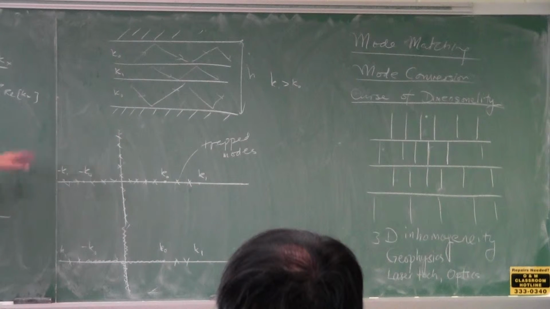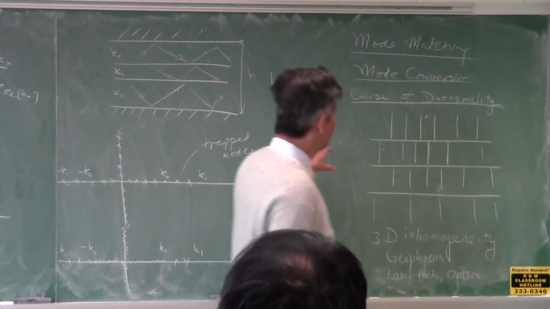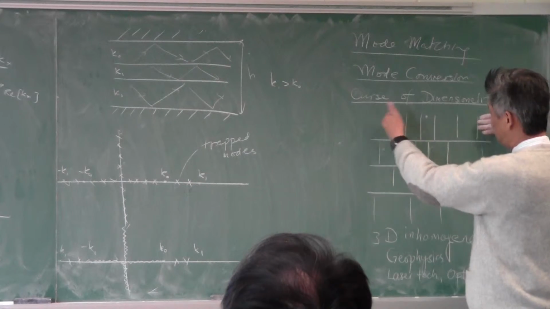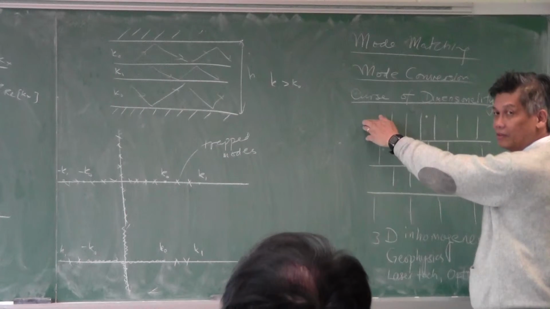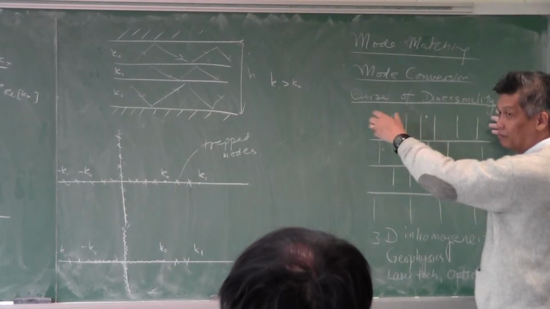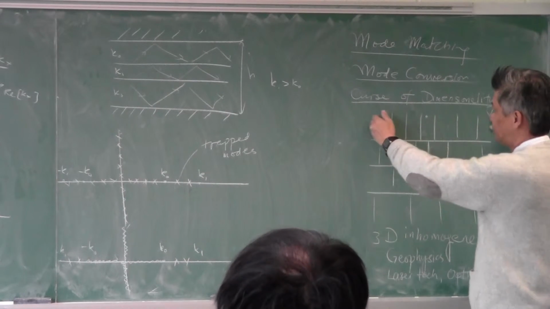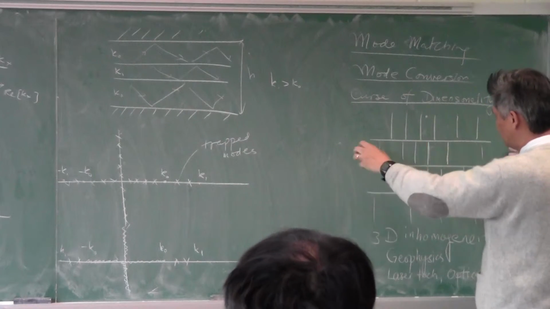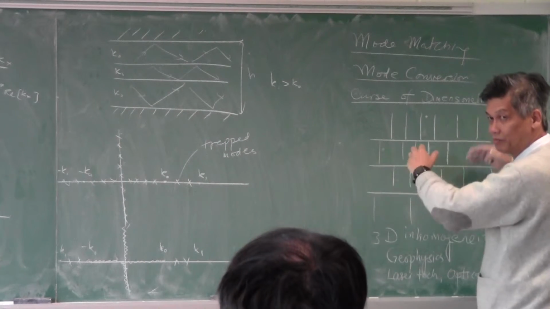Are there any questions regarding this physical picture? Okay, if no, then what you need to do in solving these problems is to solve this complicated geometry. And you'll find trapped modes as well as untrapped modes. Trapped modes are those that are trapped by the inhomogeneity. Untrapped modes are propagating waves outside. You'll find two families of modes and you can solve those regions and then you can do mode matching.